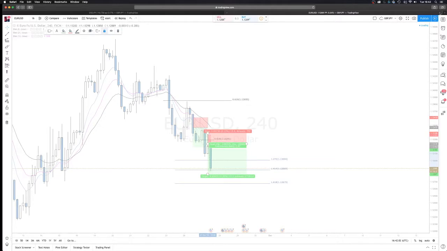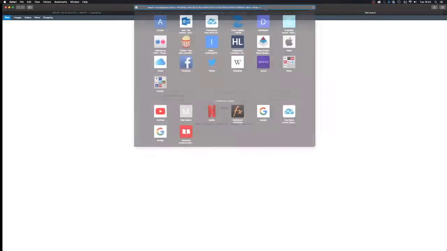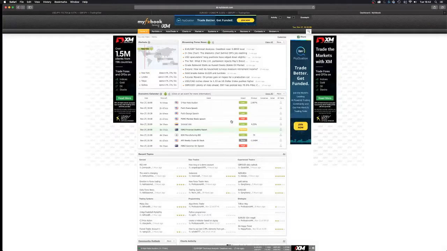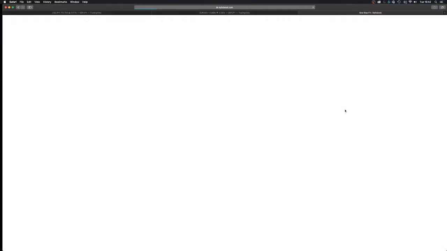So while that's deciding to do whatever it's going to do, I'll bring up my effects book so you can see what's happened. So I had an earlier trade today.